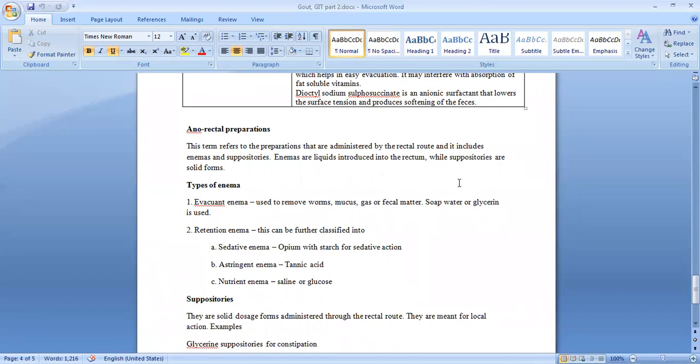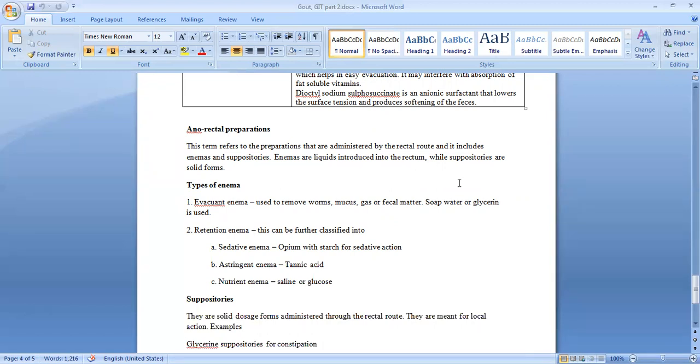Generally, whenever you want to have localized action in the rectum, we can use these anorectal preparations. Or if you want to bypass the oral route, bypass the hepatic first pass metabolism, prevent degradation of drugs in the stomach and small intestine, or avoid toxicity in the stomach and small intestine, in all these cases, we can make use of the rectal route of administration.